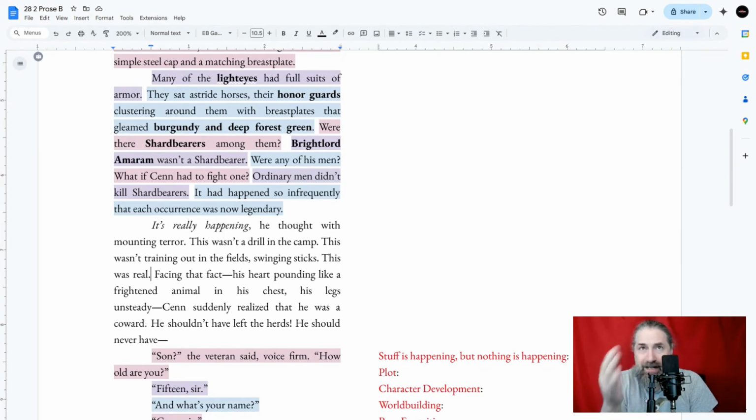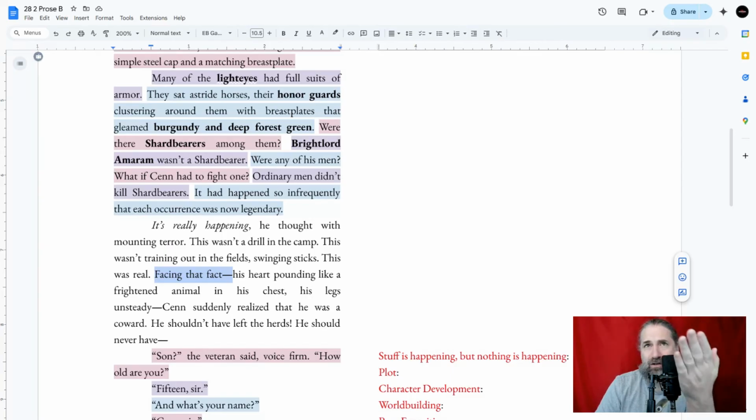It is real. Facing that fact. Now, the logical movement is how does it influence him physically? Honestly, though, you could just go, his heart pounded like a fright. You could do that, but this is a choice. This is a writer's voice choice. He's decided, and again, he decided to add that.